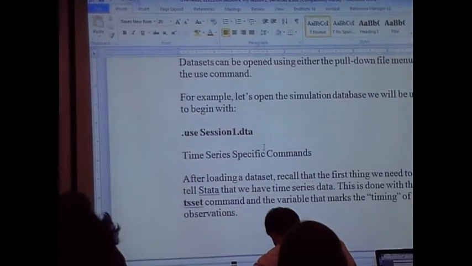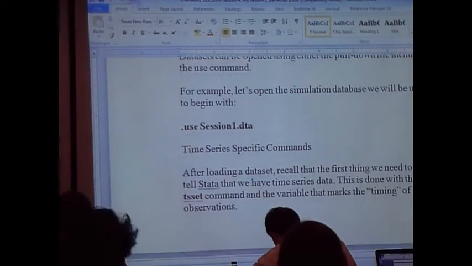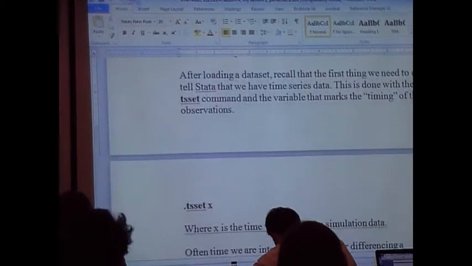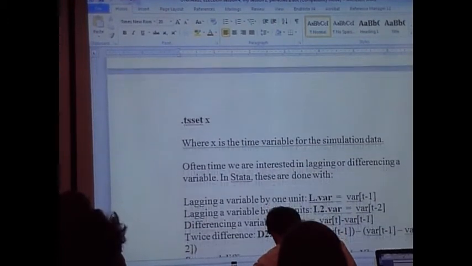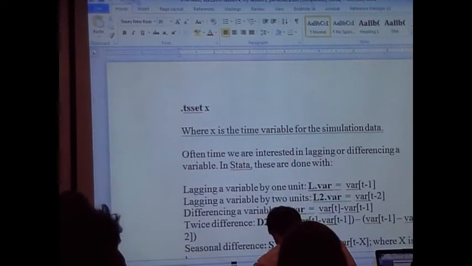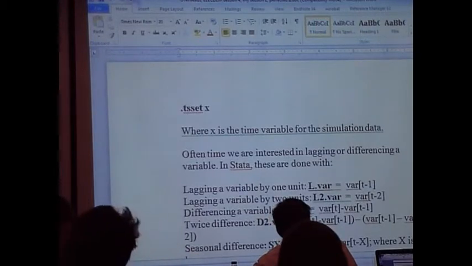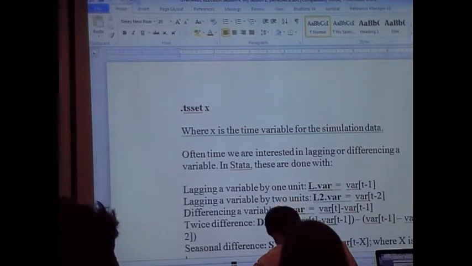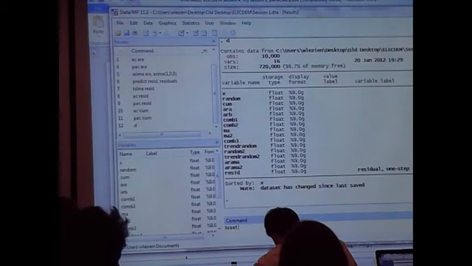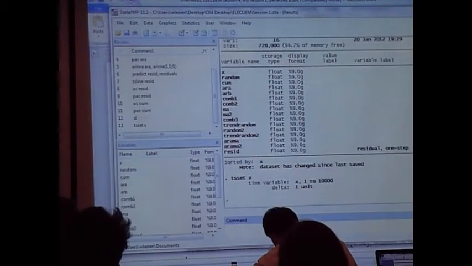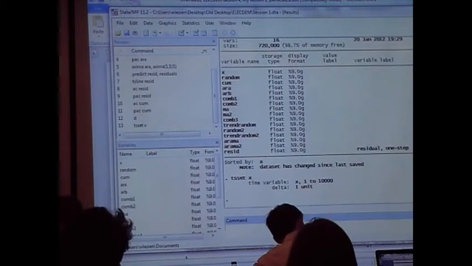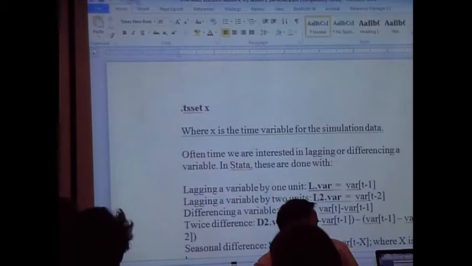Now remember, when you're working with this data set, you need to tell Stata what your time variable is. You just do it by tsset x. What it does, for those of you who don't know, it says time variable x, 1 to 10,000, 1 unit. So you want to do that right off the bat.